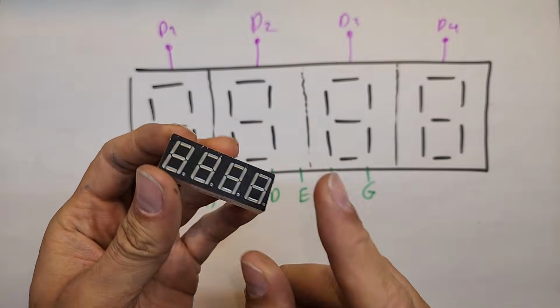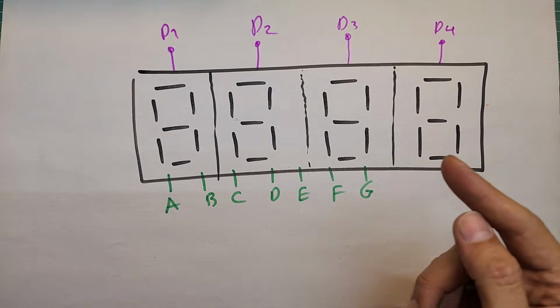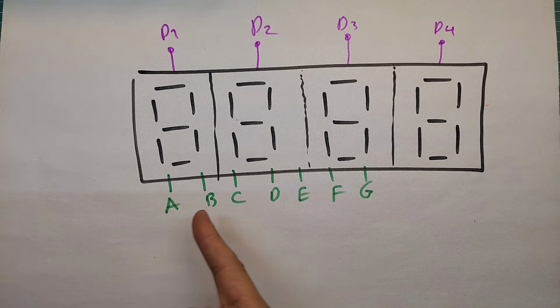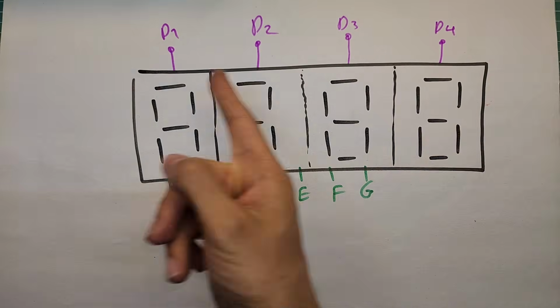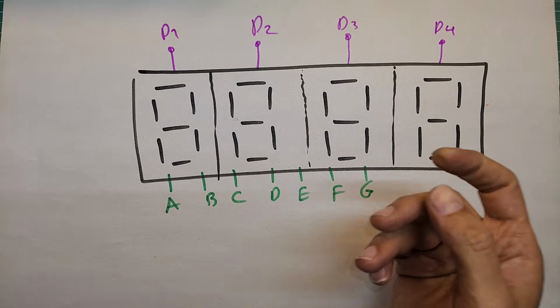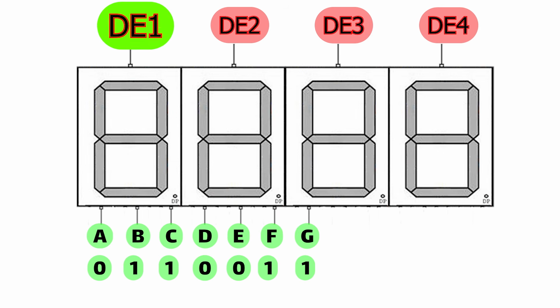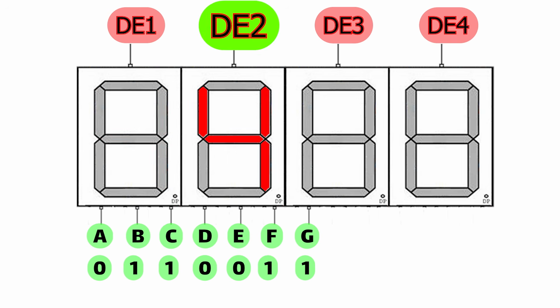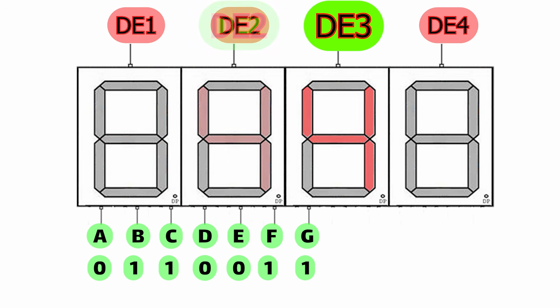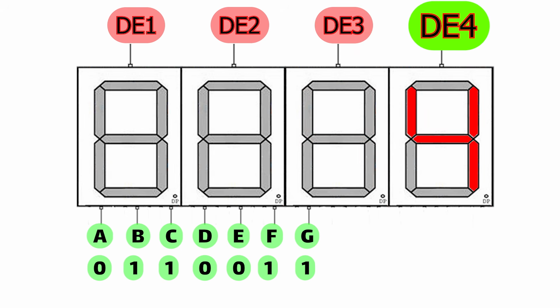A multiplex 4-digit display works like this. You place your desired digit pattern on the pins A through G using the microcontroller, and then by enabling each of these pins here, for enabling each digit, you can activate the desired digit and display the pattern formed on pins A through G on that specific digit. For example, if we enable DE1, the pattern formed on pins A through G will be displayed on the first digit. If we enable DE2, it will be displayed on digit number 2, and if we enable DE3, it will be displayed on the third digit, and by enabling DE4, it will be displayed on digit number 4.